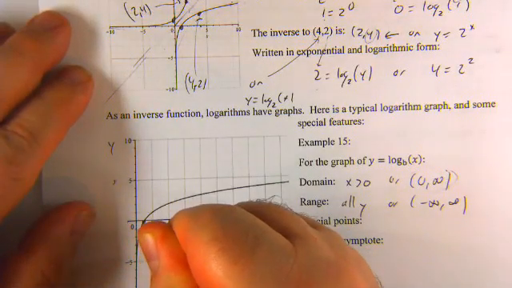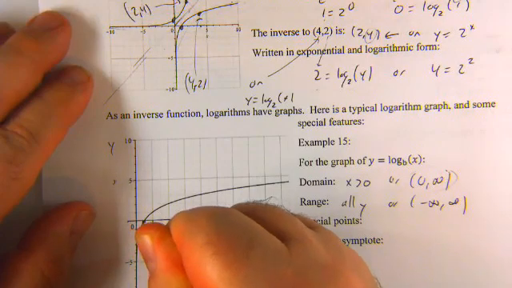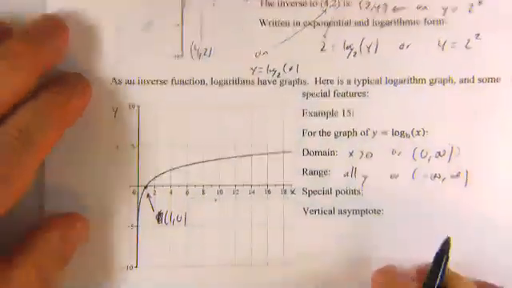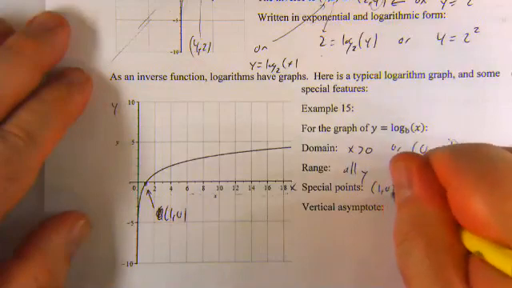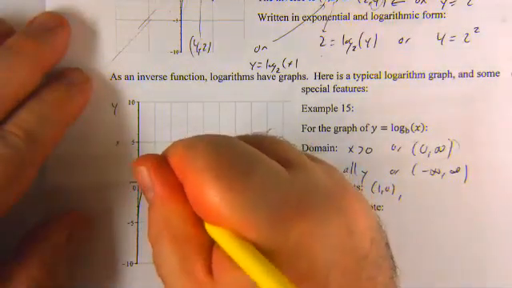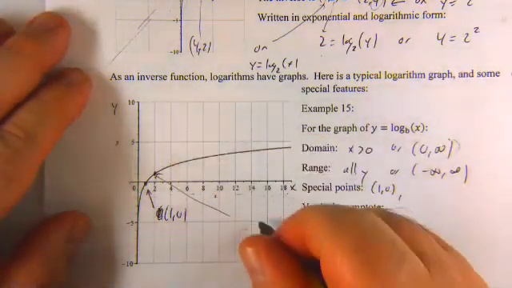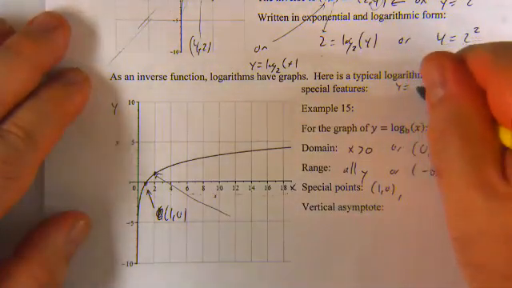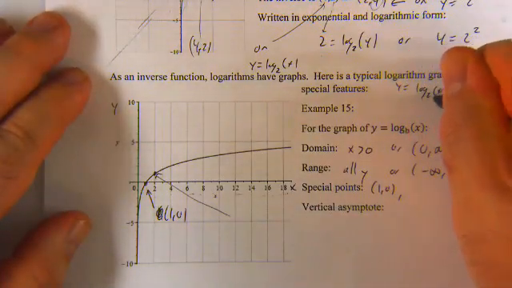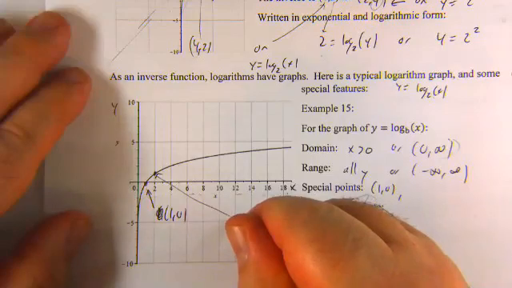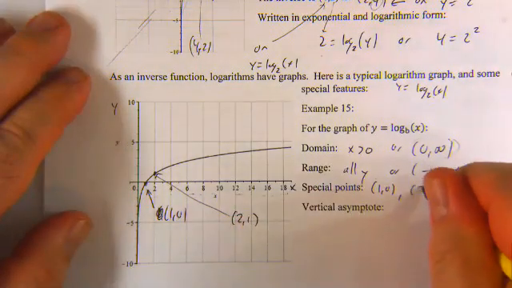What are the special points? x equals 1, y equals 0. That's one special point. And on this graph, because it's y equals log base 2 of x, I'm having a base of 2. When x equals 2, y equals 1.